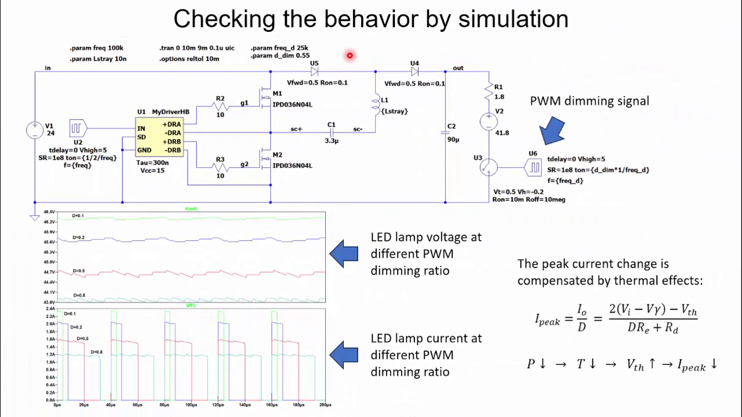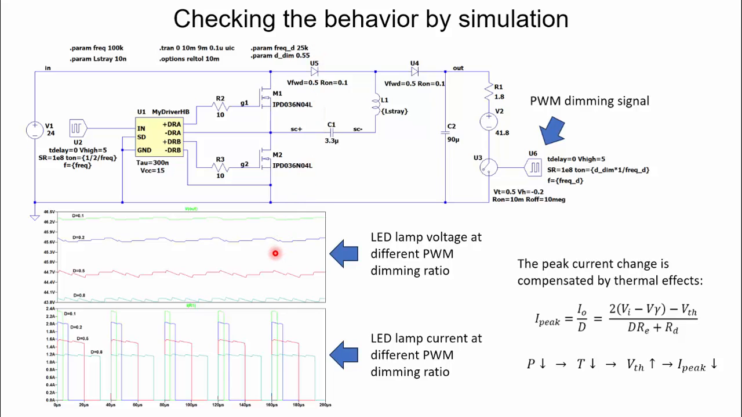To verify this behavior, we have done a simulation. Here we have our switch capacitor converter. This is the load. We have here the switch for the PWM dimming in series, and this is the integrated circuit to control the switch capacitor converter. We are operating at 100 kHz switching frequency for the converter and at 25 kHz for the dimming frequency.